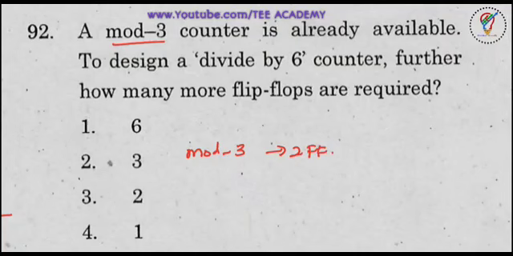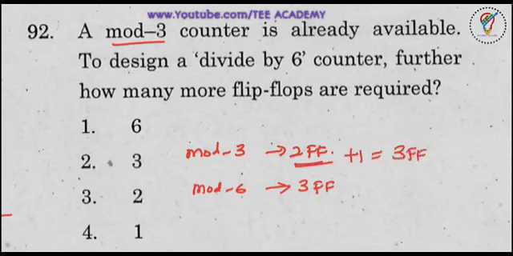Okay, for mod 6 or divided by 6, it's nothing but a mod 6 counter. So for mod 6 we require 3 flip-flops. Only 2 exist. How much extra do we need? 2 plus 1, which is 3 flip-flops. So the answer here is 4, the right option.